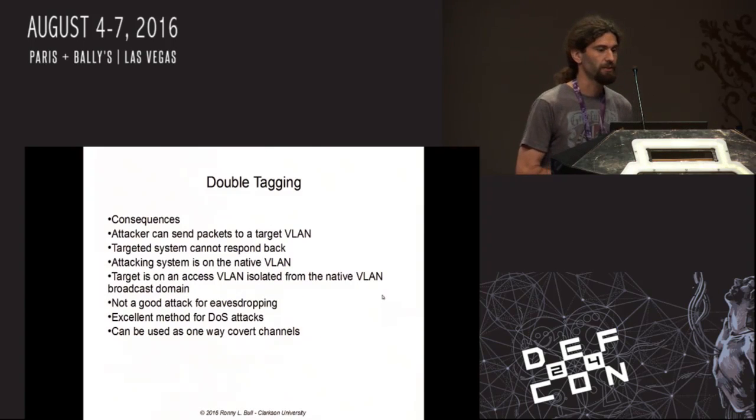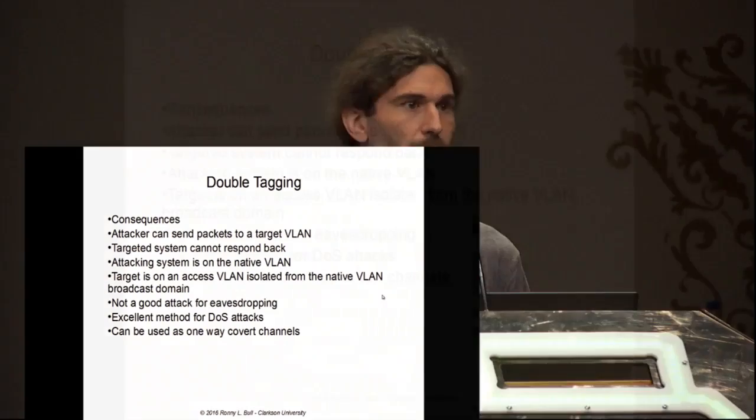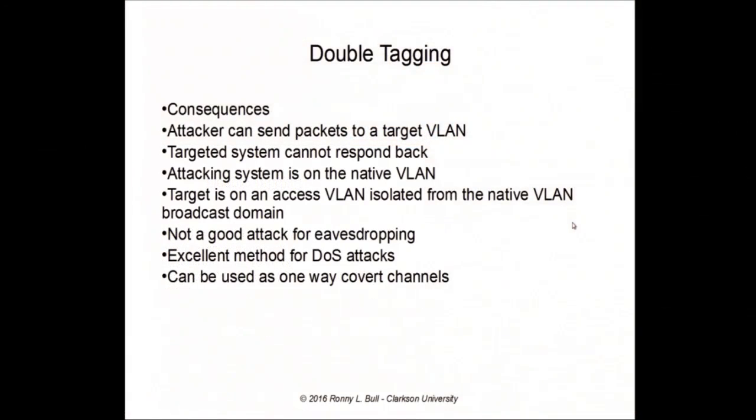Okay, so the consequences. An attacker can send packets to any targeted VLAN as long as it's supported over that trunk connection and as long as they have access to that native VLAN. The target on the access port is isolated, and it's in a native VLAN broadcast domain. This is not a good attack for eavesdropping because it's basically a one-way attack. You're sending a frame to another VLAN, and you're not getting anything back. So it's good for DoS attacks. It's good for maybe a one-way covert channel to another system on another network, but that's about it.